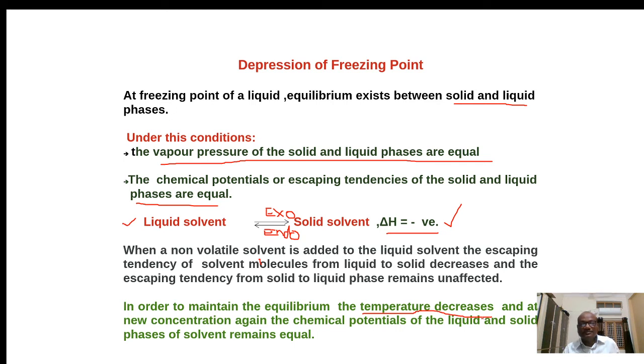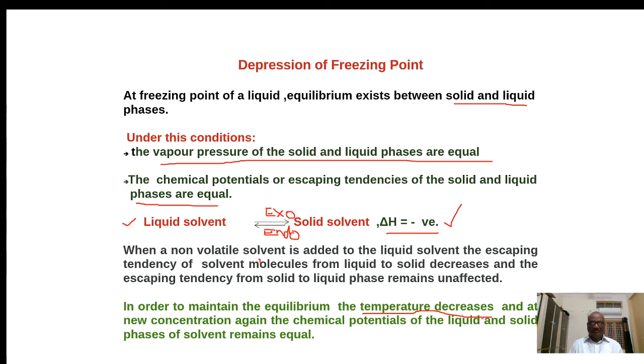So at a new concentration, the chemical potentials of liquid and solid solvent become equal again. It will retain the equal chemical potential as when the equilibrium existed. So in two ways you can understand this concept.